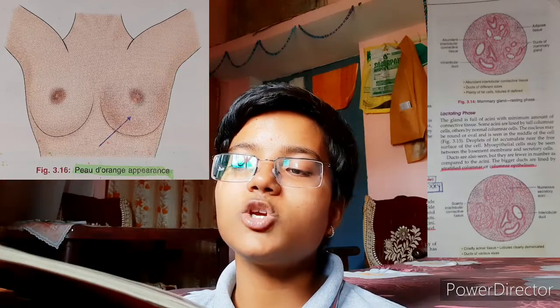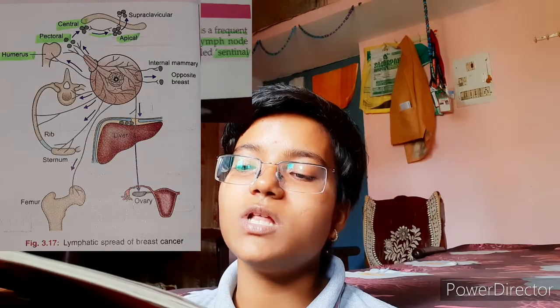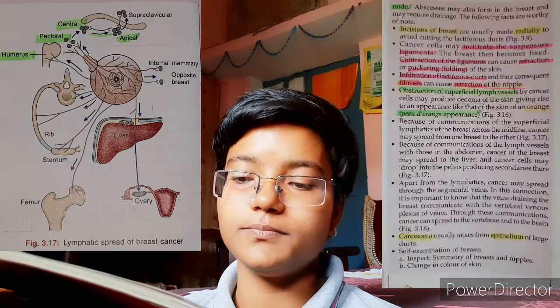Because of the communication of the superficial lymphatics of the breast across the midline, cancer may spread from one breast to the other. Because of the communications of lymph vessels with those in the abdomen, cancer of the breast may spread to the liver, and the cancer cells may drop into the pelvis, producing secondaries there.